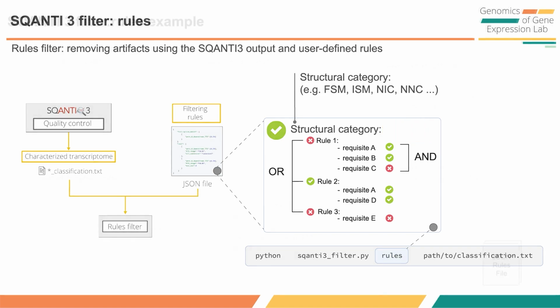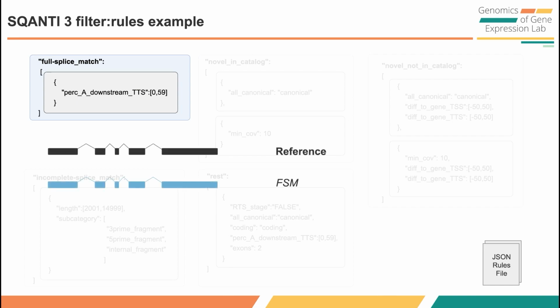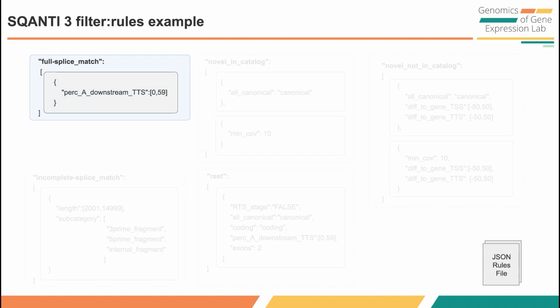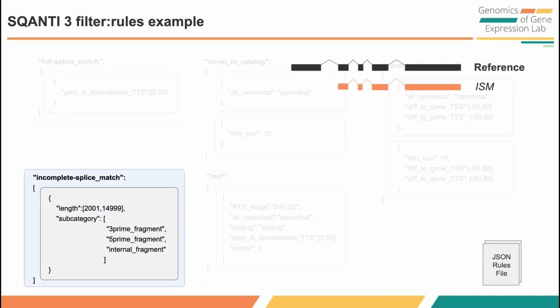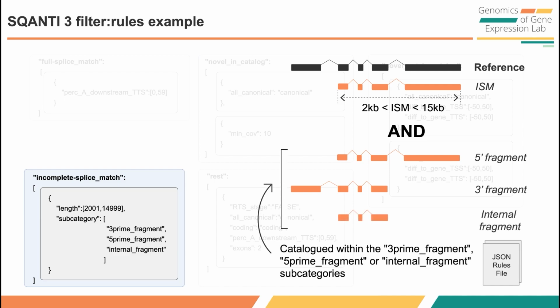In this example, we have a custom filter defined in a JSON file. The filter specifies criteria that isoforms must meet in order to be kept. For isoforms in the full splice match category, the filter requires that they not be a potential intra-priming product, as determined by having less than 60% in the percent of genomic adenines in the downstream 20 BP window. For the incomplete splice match category, the isoform must be larger than 2 kilobases and shorter than 15 kilobases and must be cataloged within the 3'_fragment, 5'_fragment or internal_fragment subcategories.